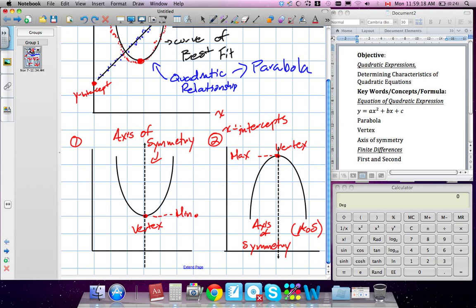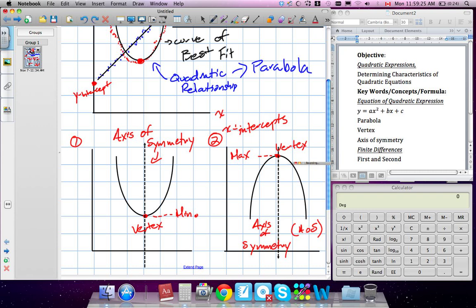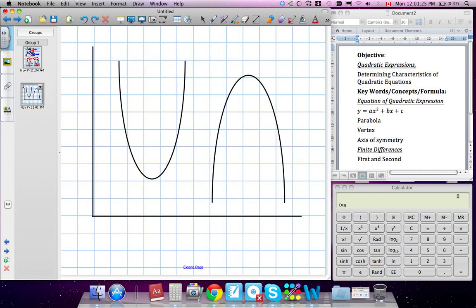Sometimes I call it AOS, axis of symmetry, okay? Let's fix that. Okay, so just to reiterate quickly, here's our vertex.